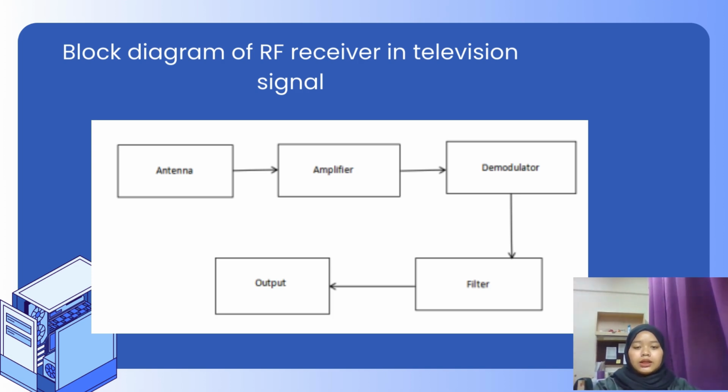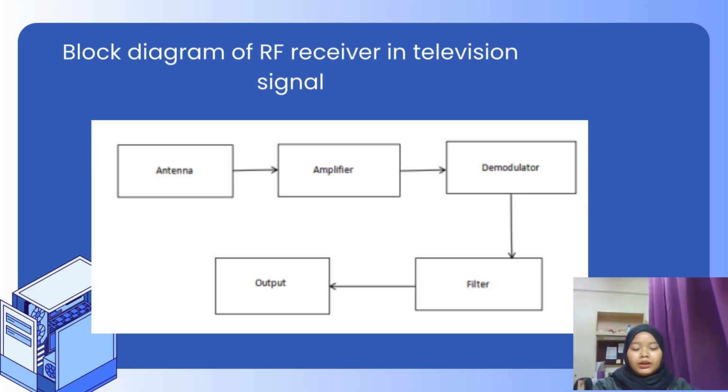These signals are then sent to the amplifier, which takes the weak signal received by the antenna and boosts its strength to ensure it can be processed effectively. The amplified signal is passed to the demodulator, where the demodulator retrieves the original information such as audio or data. It is extracted from the carrier signal that the antenna receives.